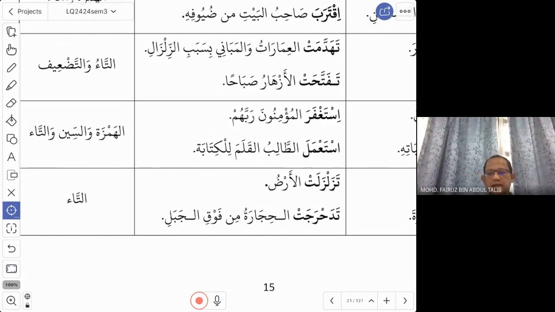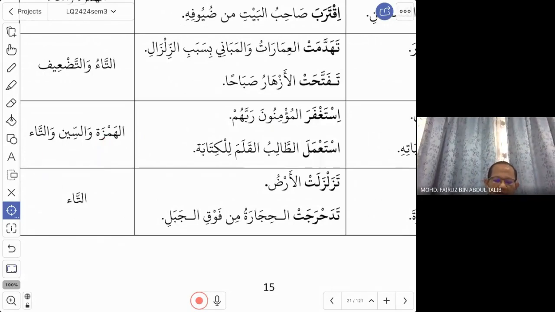Hamzah, sin, and also ta. So ghafara becomes istaghfara.